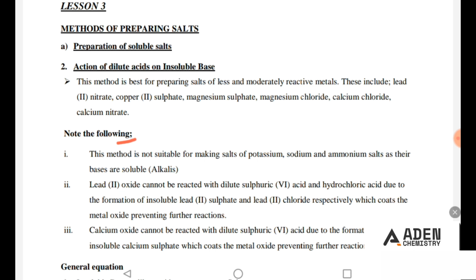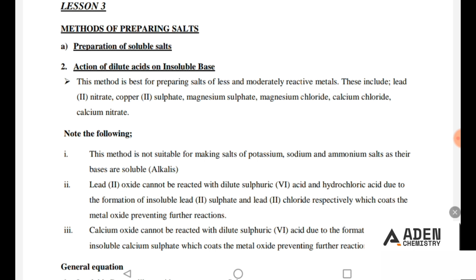So note the following. Roman 1. This method is not suitable for making salts of potassium, sodium, and ammonium, as their bases are soluble, which are also known as alkalis. Number 2, lead 2 oxide cannot be reacted with dilute sulfuric acid and dilute hydrochloric acid, and the reason is due to the formation of insoluble lead 2 sulfate and lead 2 chloride respectively, which coats the metal oxide, that's lead 2 oxide, preventing further reactions from occurring.